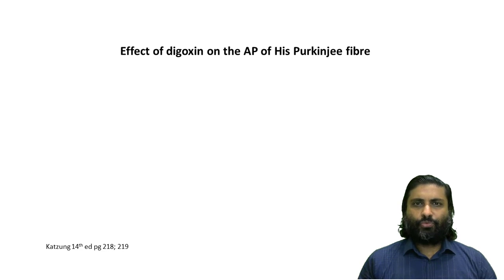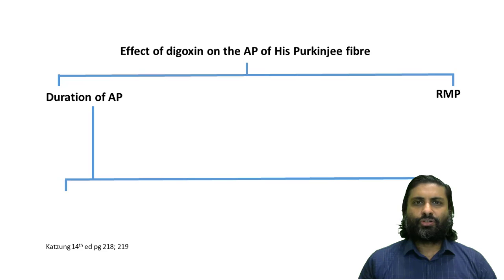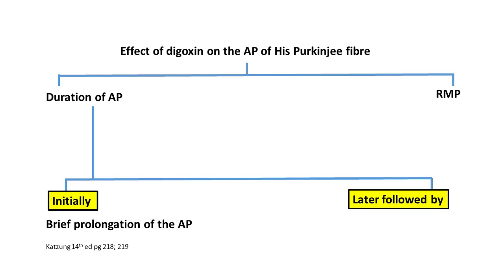So what would happen if we administered digoxin? What is the effect of digoxin on the action potential of a His-Purkinje fiber? Well, digoxin would have effects on both the duration of the action potential and the actual value of the resting membrane potential. Now, regarding the duration of the action potential, digoxin would initially cause a prolongation of the action potential, but this is transient. The overall effect of digoxin on the duration of the action potential would be to dramatically shorten the duration of the action potential.